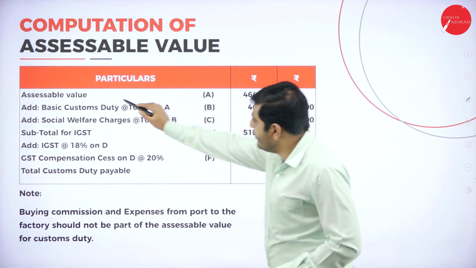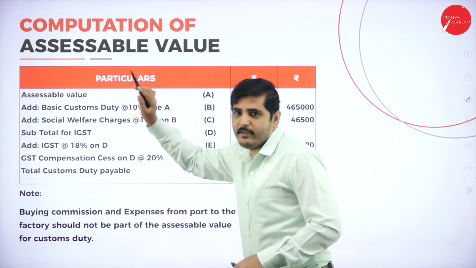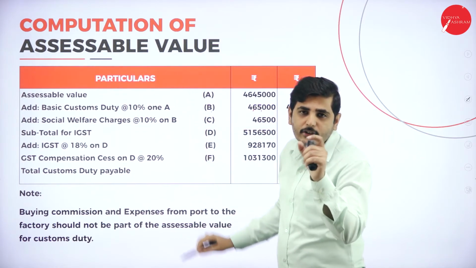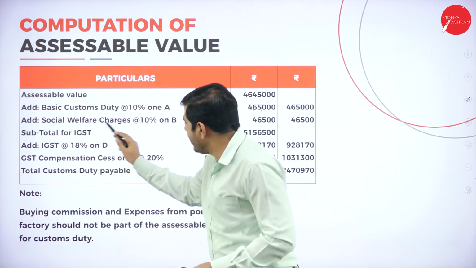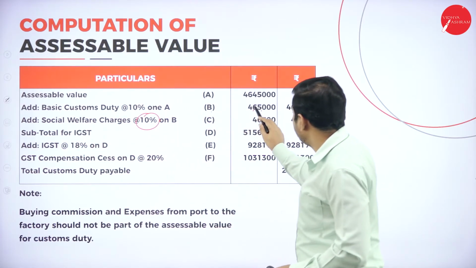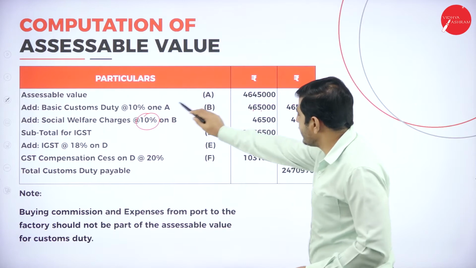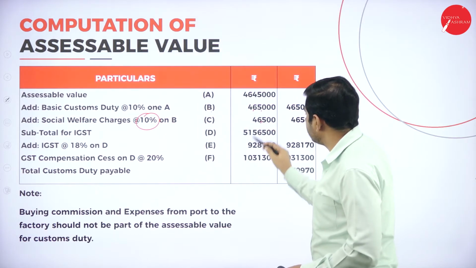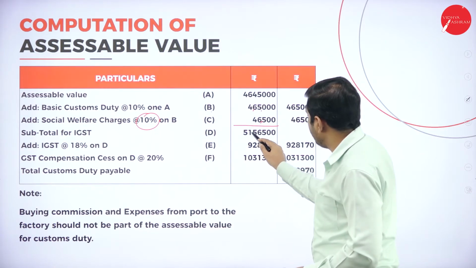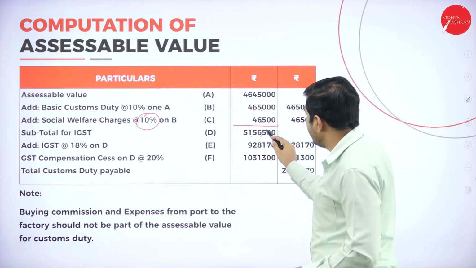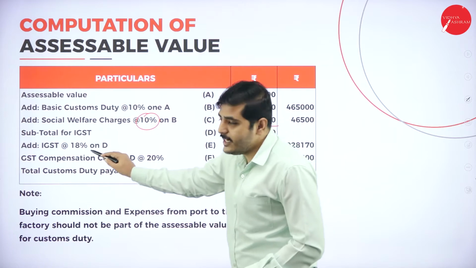Again on basic custom duty we should calculate the social welfare charge. It is a cess, so tax on tax. Social welfare charge is 10% on this 4,65,000, which equals 46,500. Now you add 1, 2, 3, so you'll get 51,56,500. On this we should calculate the IGST at 18%.